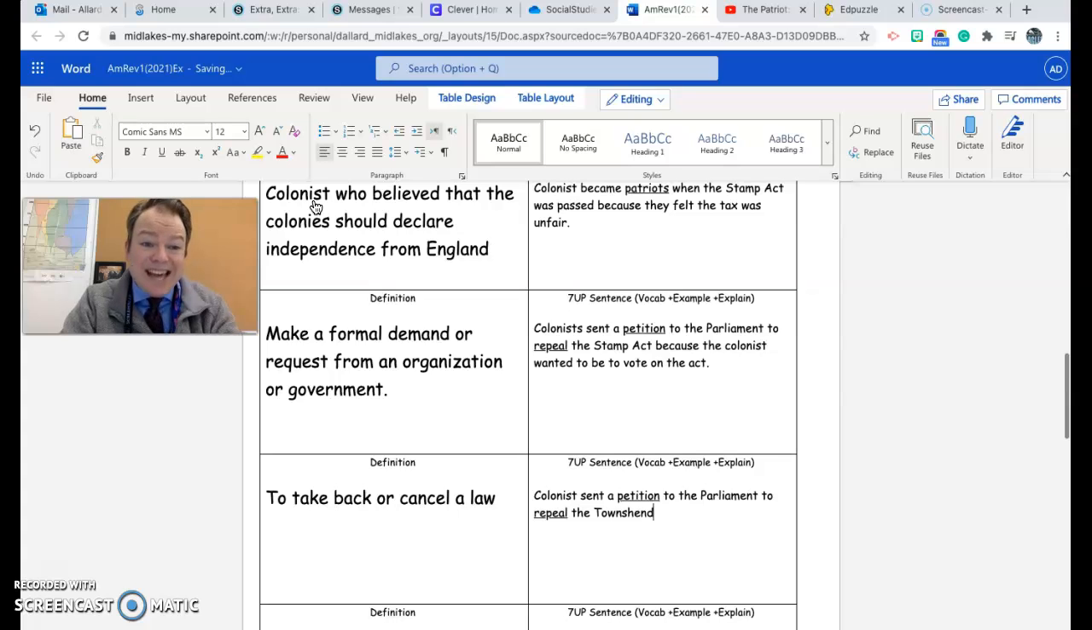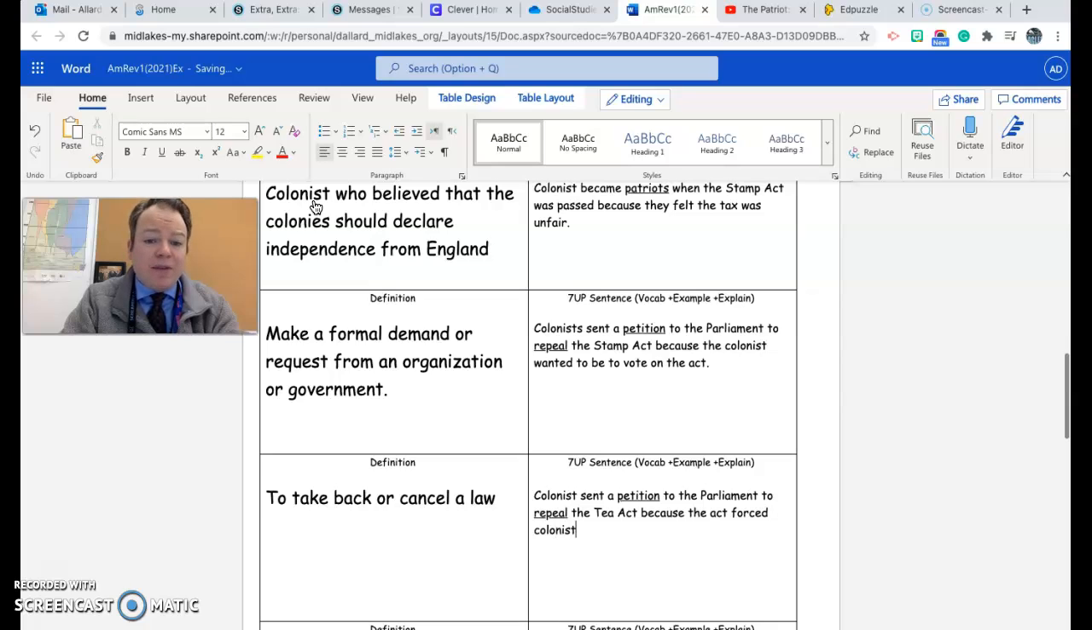Or I could say the T Act. Let's do that one. We probably know a little bit more about the T Act. T Act, because now what was the issue with the T Act? Again, it wasn't the cost of the tax. It was because it forced them to do what? They had to buy British tea. They didn't want to do that. Because the act forced colonists, you could say them there, to buy, to purchase British tea.